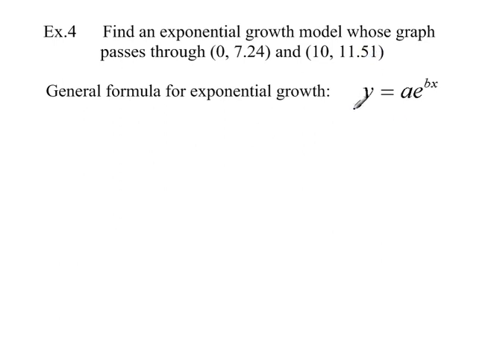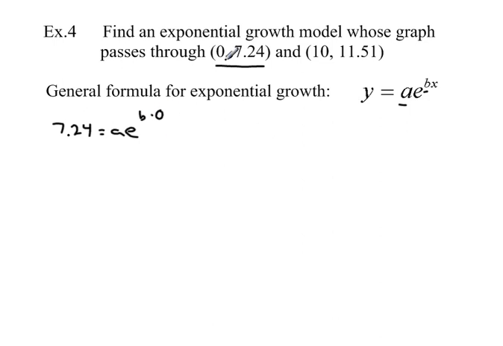Well, here's a general formula for exponential growth, where A is your starting amount, B is your rate of growth. So what we have to do, like thinking back to your algebra days, we have to plug these points into this formula and solve for A and B. Always start with your initial point. So if we plug 0 and 7.24 in place of x and y, we get 7.24 equals A times e to the b times 0 power.